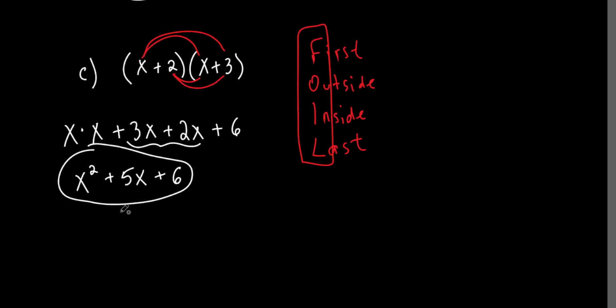But there it is. And that's your answer. You don't know what x is. You're not solving for x or anything like that. Later on, we'll set this equal to 0 and we'll solve for x. But not today, all right? All we're doing is just doing the FOIL method.